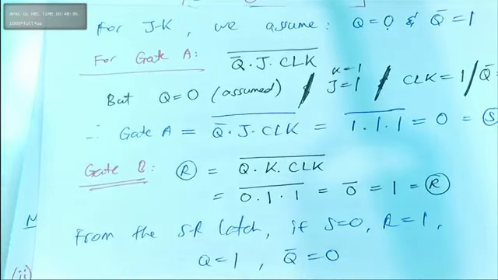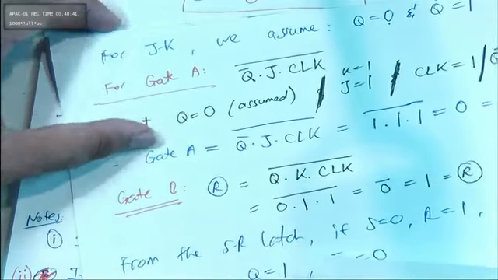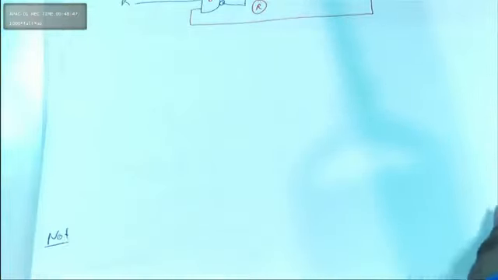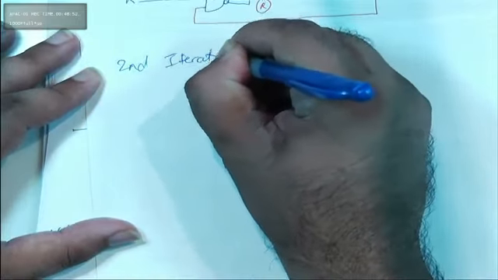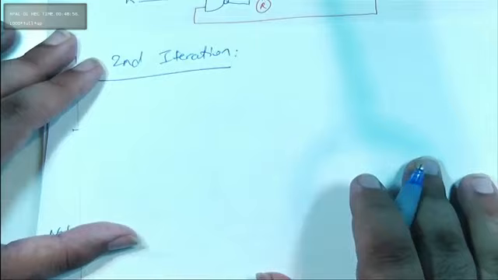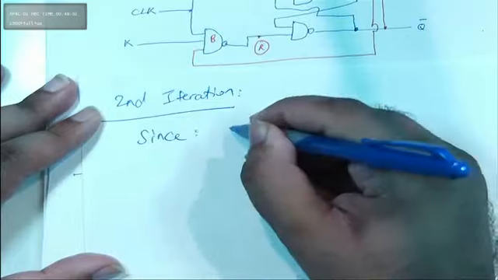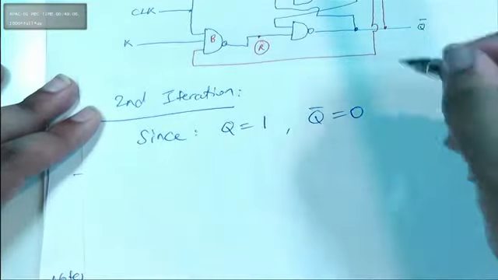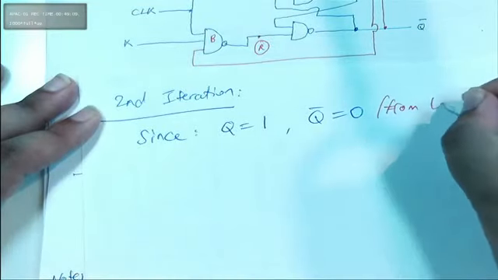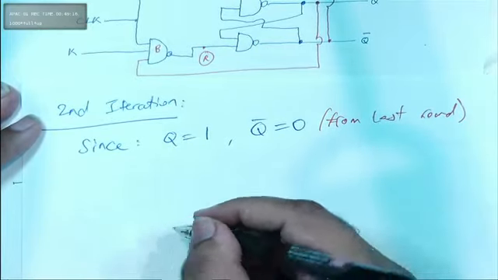Right, let's do another round. Let's look at the next clock pulse now. I want to show you something. Something is changing over here all the time. We call this the second iteration. Now, what did we get in the last round? Q is equal to 1 and Q bar is equal to 0 from the last round.